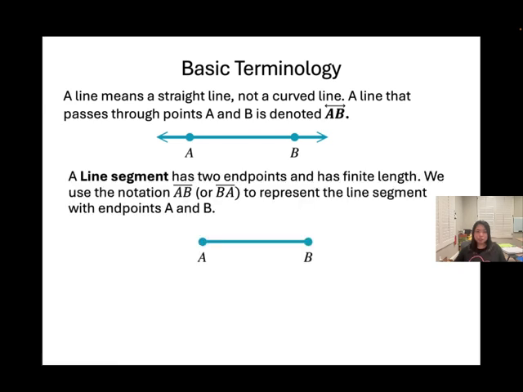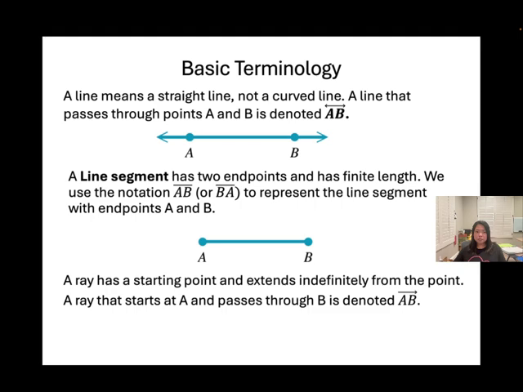A line segment has two endpoints, has finite length. We use the notation line segment AB or line segment BA to represent the line segment with endpoints A and B. So you can see for the line segment, there are no arrows. And the line segment AB will be equal to the line segment BA.